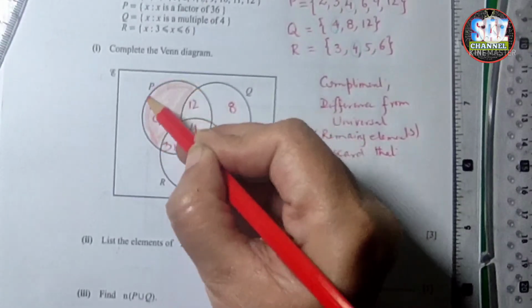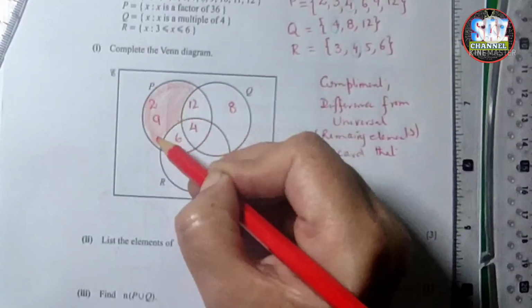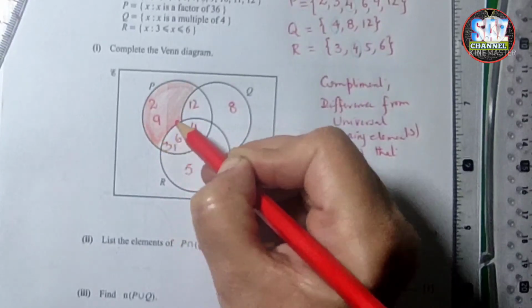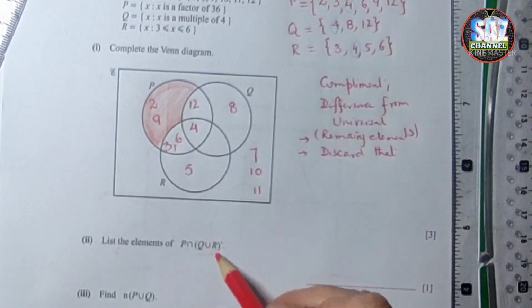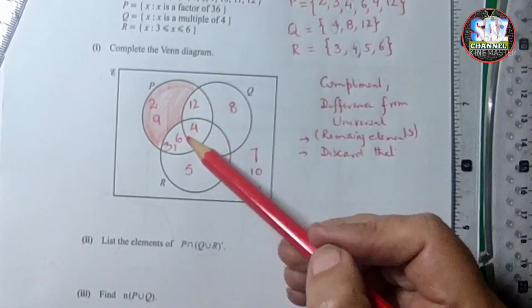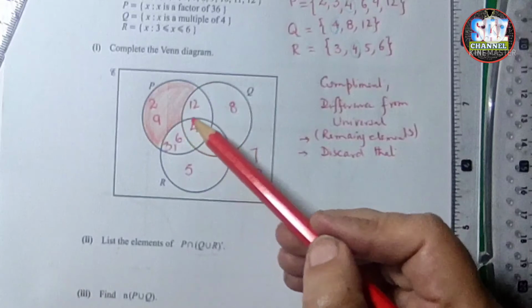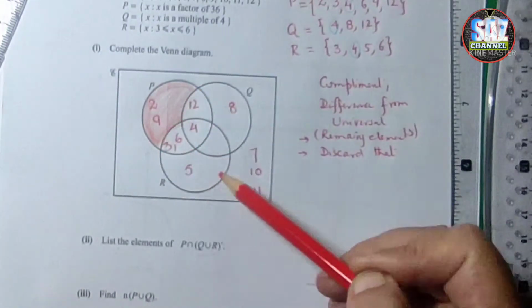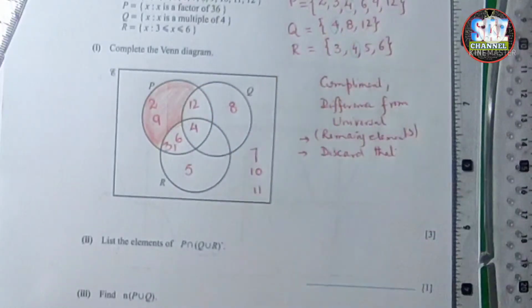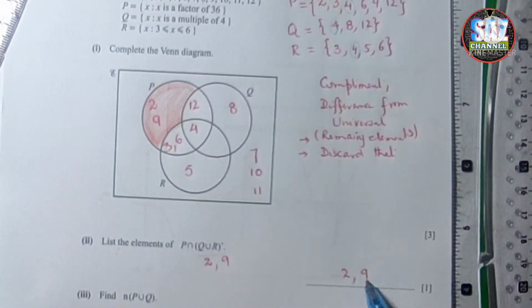Look children, this is really important to understand, how I am identifying the region. I do not have to take Q union R. If I'm taking Q, it means this is a complete set, and then R, it means that I have to discard this whole region which is on this side. So the elements of P intersection Q union R complement are 2 and 9. So I have to write 2 and 9 here.